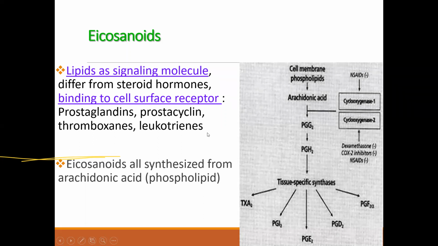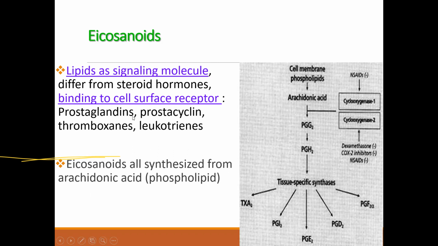Okay, we call this signaling molecule eicosanoid. The members of the eicosanoids are prostaglandin, prostacyclin, thromboxane, and leukotriene. Most of them have the same precursor, arachidonic acid, which is a phospholipid found as a composition of the plasma membrane.